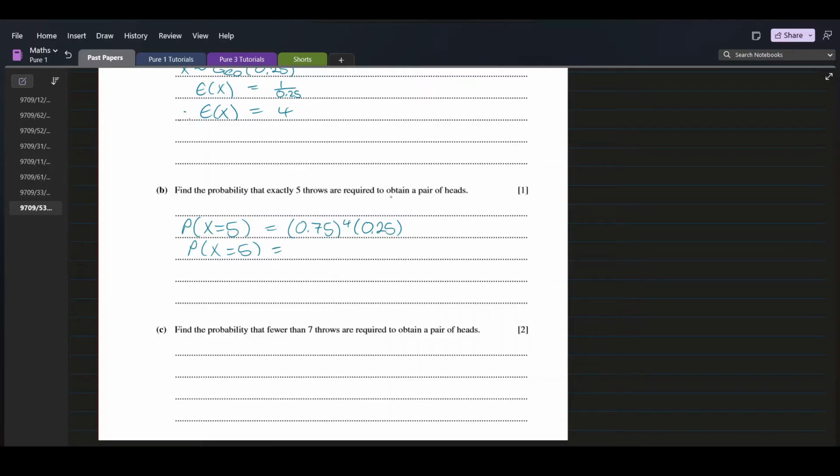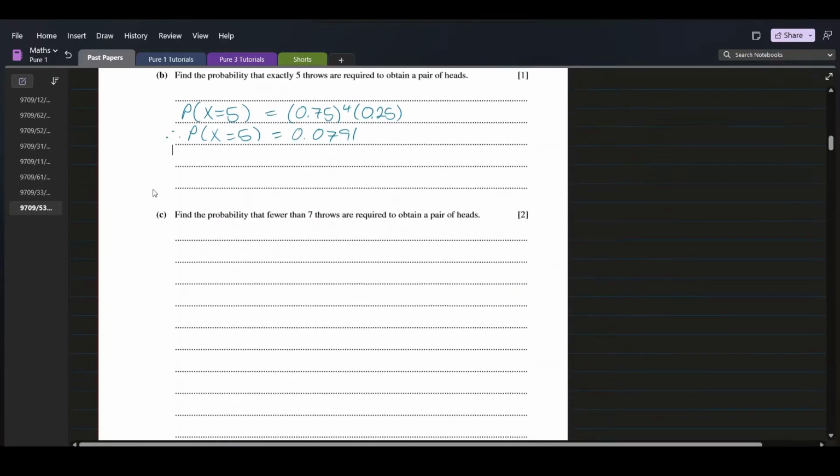So that is 0.75 to the power of 4 times 0.25, and that gives us 0.0791, and that's our final answer.